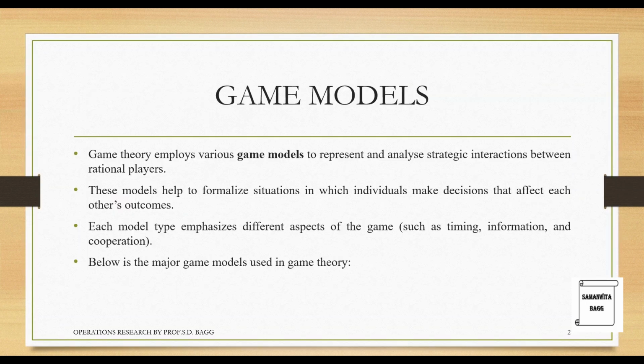Game theory employs various game models to represent and analyze strategic interactions between rational players. These models help to formalize situations in which individuals make decisions that affect each other's outcomes. Each model type emphasizes different aspects of the game, such as timing, information, and cooperation. Below are the major game models used in game theory.